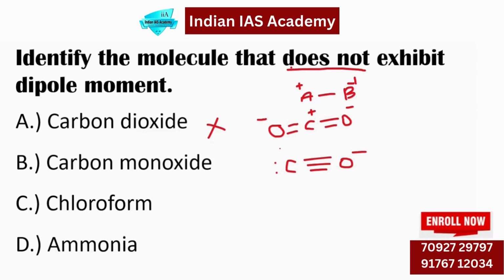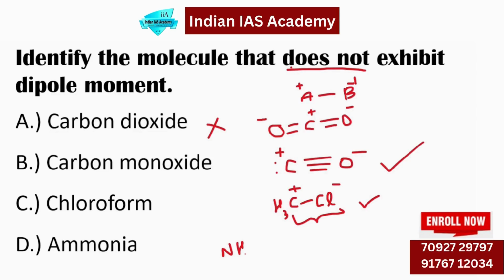Chloroform is CH3Cl. In this structure chlorine is a highly electronegative atom, so the remaining carbon will have a plus charge. Chlorine is in close proximity to carbon, so the dipole moment will be between these two only. So it also has dipole moment. Similarly ammonia is NH3, where nitrogen is highly electronegative. So ammonia, chloroform, and carbon monoxide all have dipole moment.